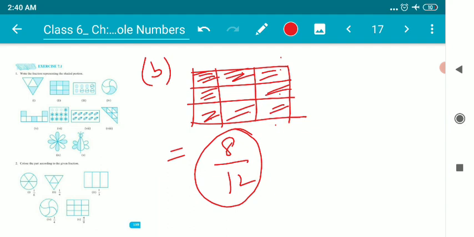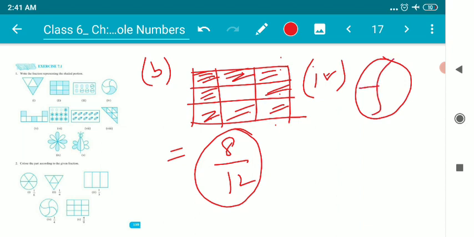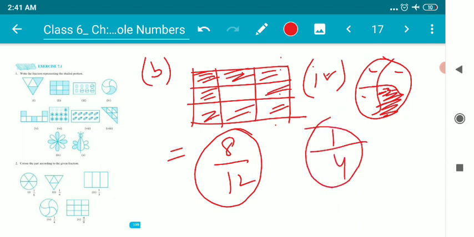Let's talk about number 4. There is a circle, and this circle consists of 4 small parts. One part is completely shaded, so it's 1 by 4. So children, this is how we actually describe fractions. I believe it's completely clear to everyone.